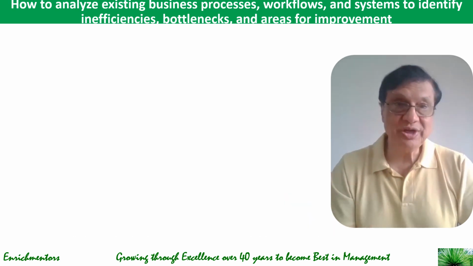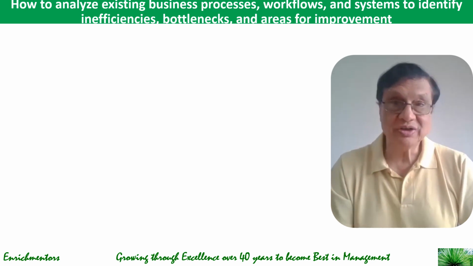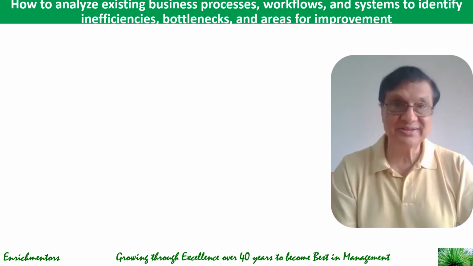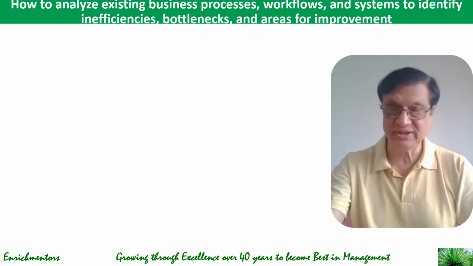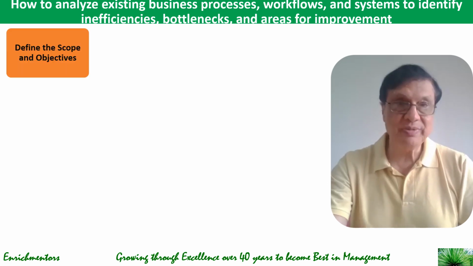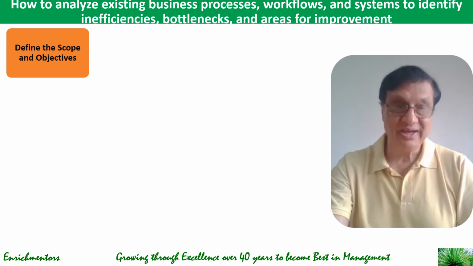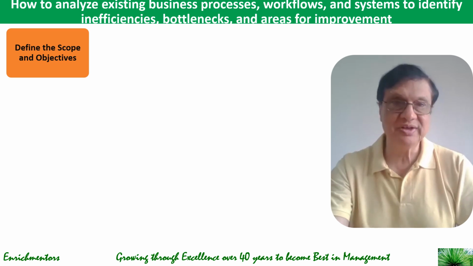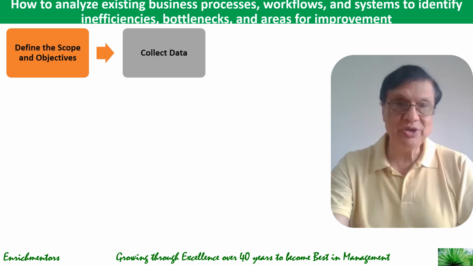See, you need to take a lot of steps, and these are the steps that I will outline here now. Because for identifying these inefficiencies, bottlenecks, and areas of improvement through analysis of these business processes, there's a lot of work that you need to do. So first you need to begin by defining the scope and objective of your analysis, right? And what that is and what you need to do, we will definitely talk about in some part of this lecture and then the next lecture. Then you need to collect the data, obviously.